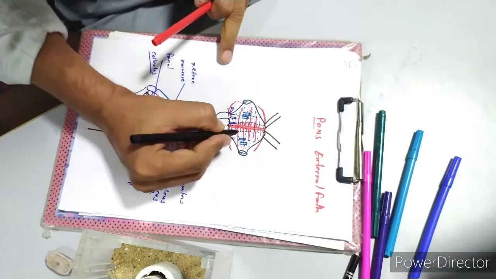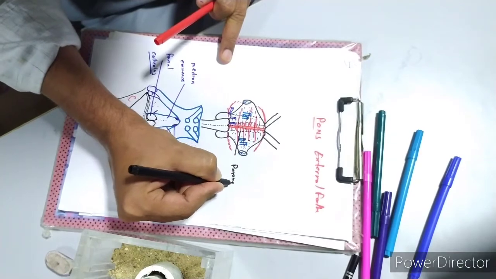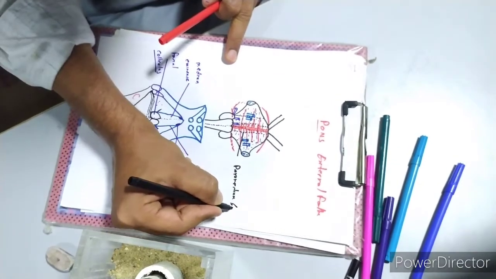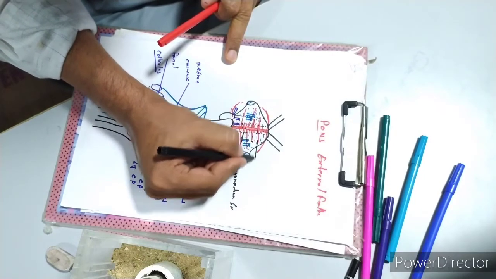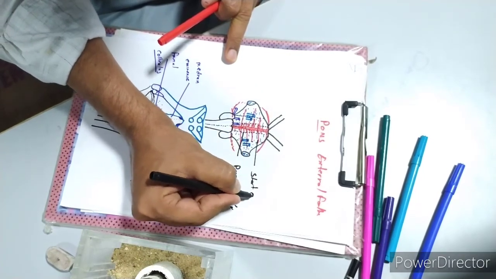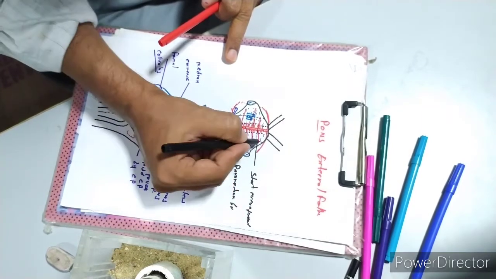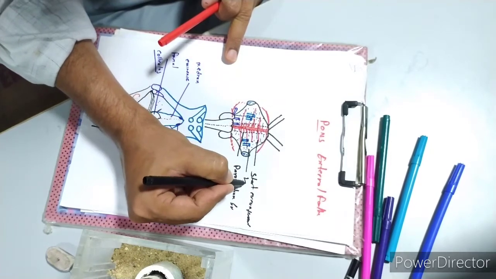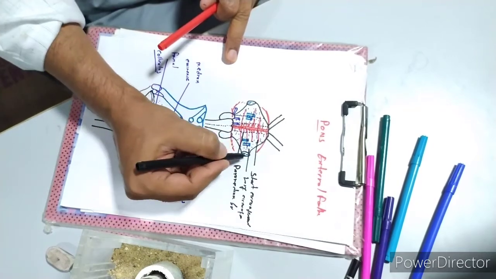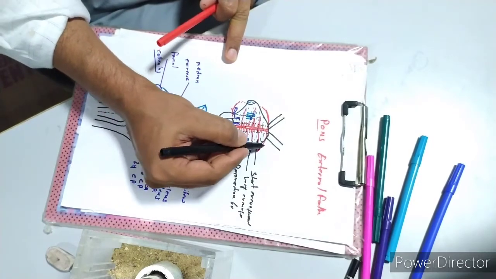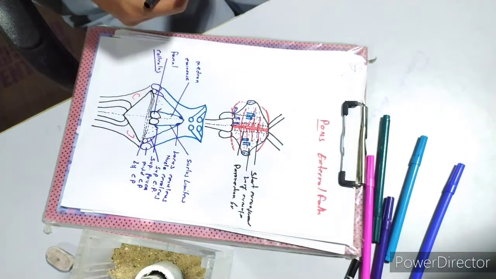So we have seen the paramedian branches, the short circumferential branches, and the long circumferential branches. The posterior-most part is supplied by the superior cerebellar artery and the anterior inferior cerebellar artery. Clear? Now what is the applied aspect?